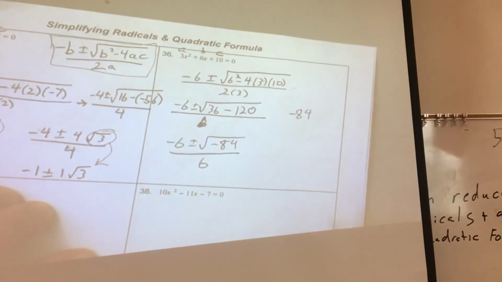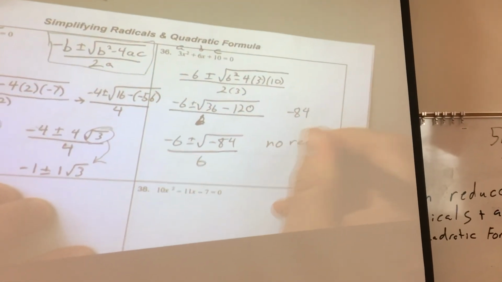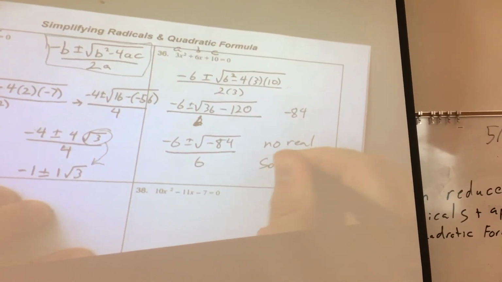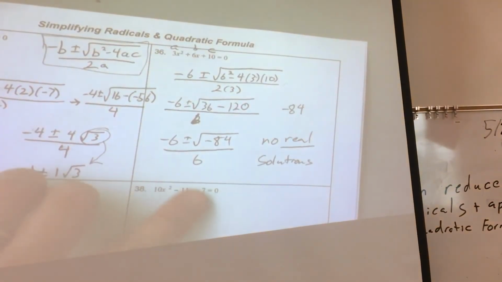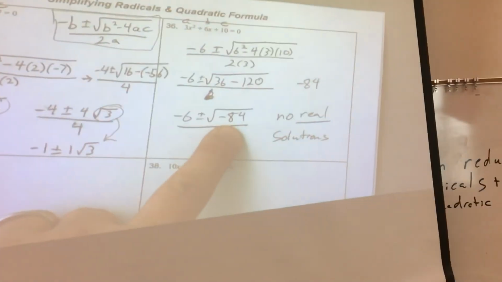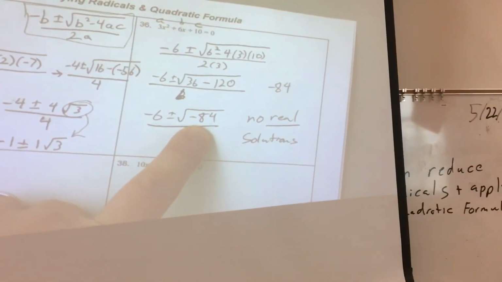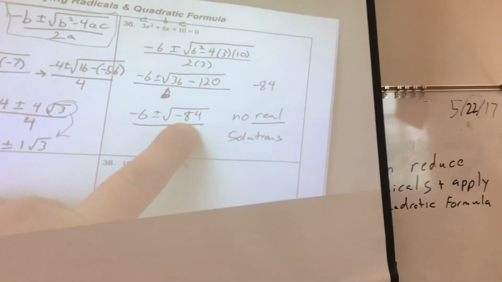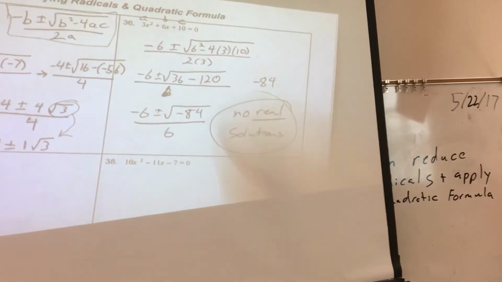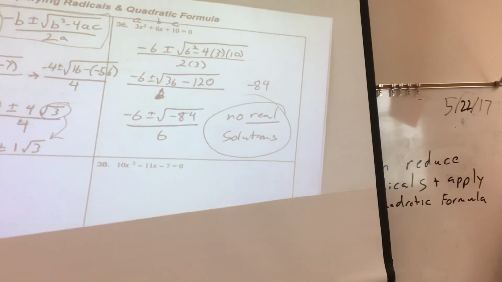So that means that this is going to be no real solutions, because you can't take the square root of a negative unless you start talking about imaginary numbers. And we haven't gotten to imaginary numbers yet. That'll be in Algebra 2. So stop right there and write no real solutions.